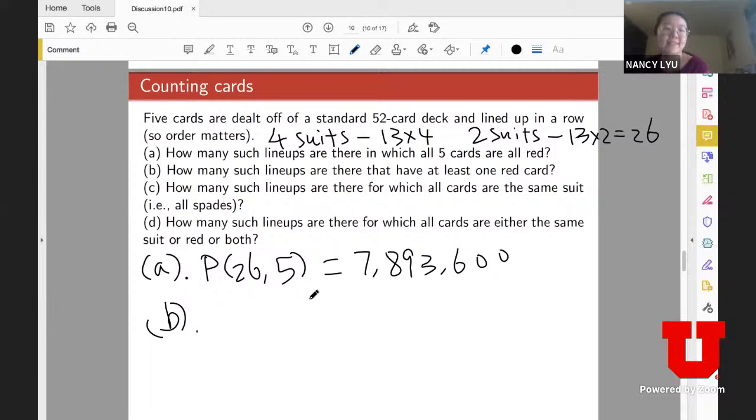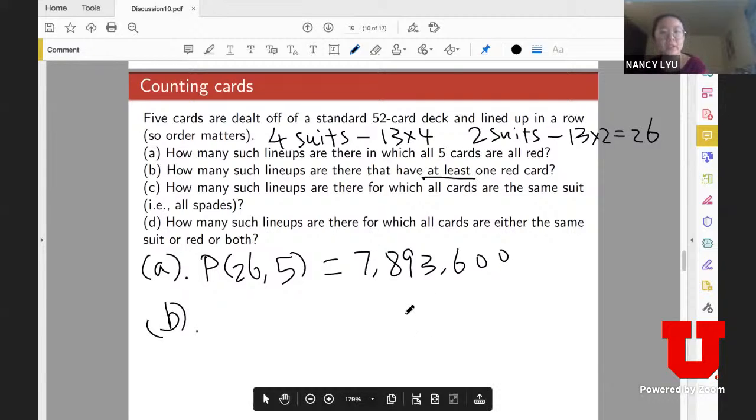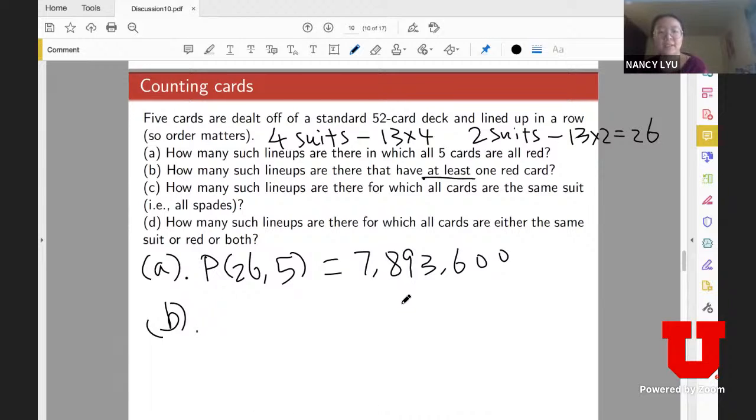And now part B asks, how many such lineups are there that have at least 1 red card? Notice the words at least. So you can use the rule of sums, where the first case is you have 1 red card, and 2 red cards, and 3 red cards, all the way up to 5, and then you add them together. But that would require a lot more work.